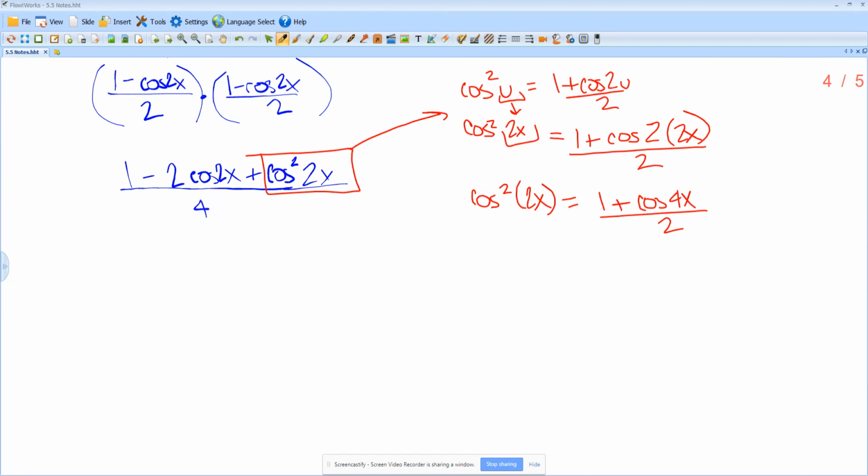Okay, so keeping that in mind, coming back here, I'm going to factor this 1/4 out of all of this. So this becomes 1 minus 2 cosine 2x plus, and now I just went through how I could rewrite cosine squared of 2x as 1 plus cosine of 4x over 2.